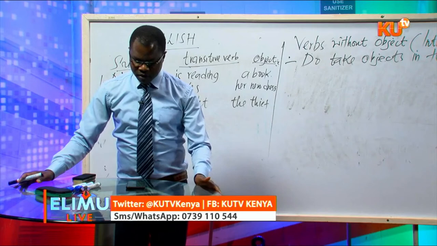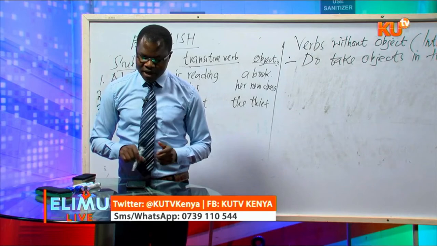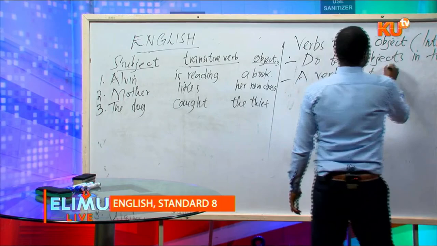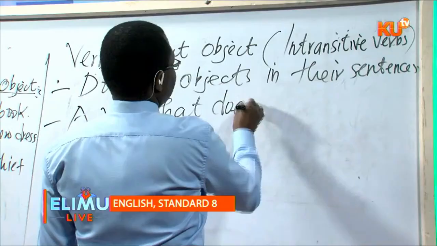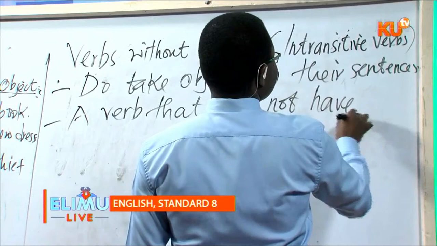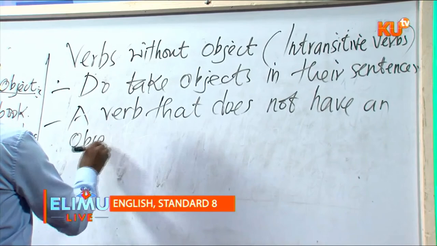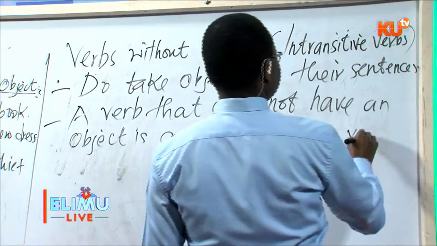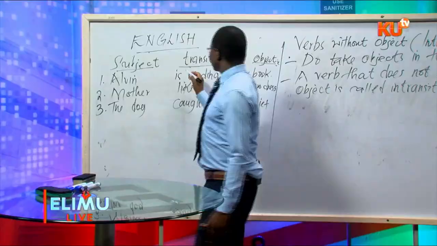Some verbs do not have an object. A verb that does not have an object is called intransitive. They are called intransitive verbs. Actually, it is just the opposite of transitive.